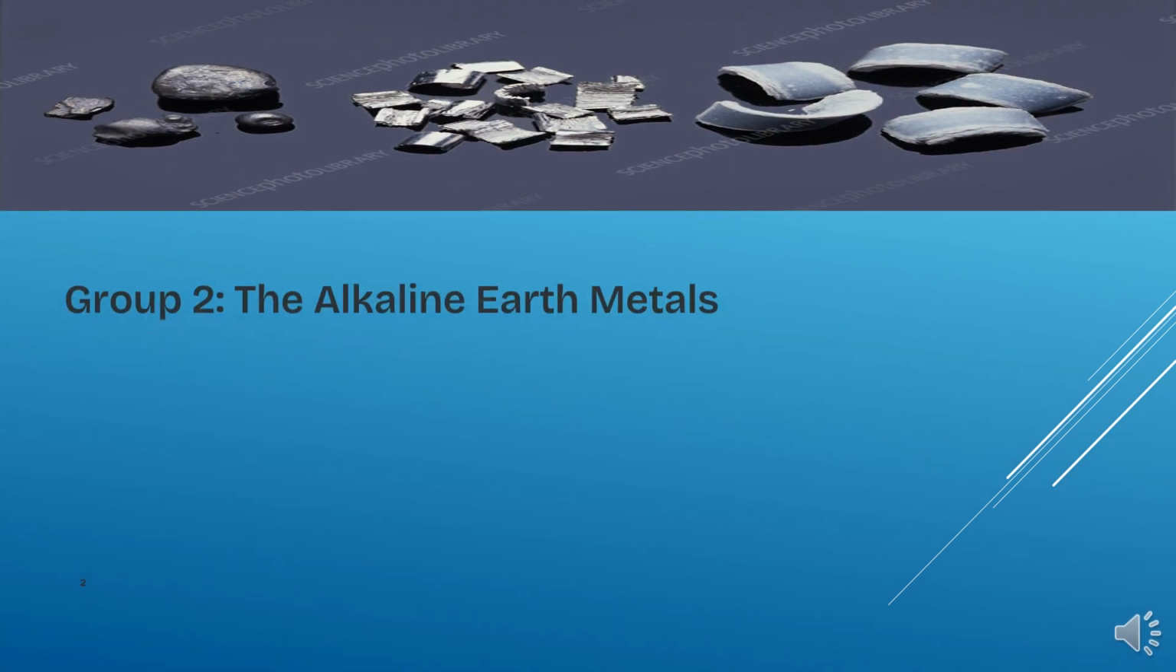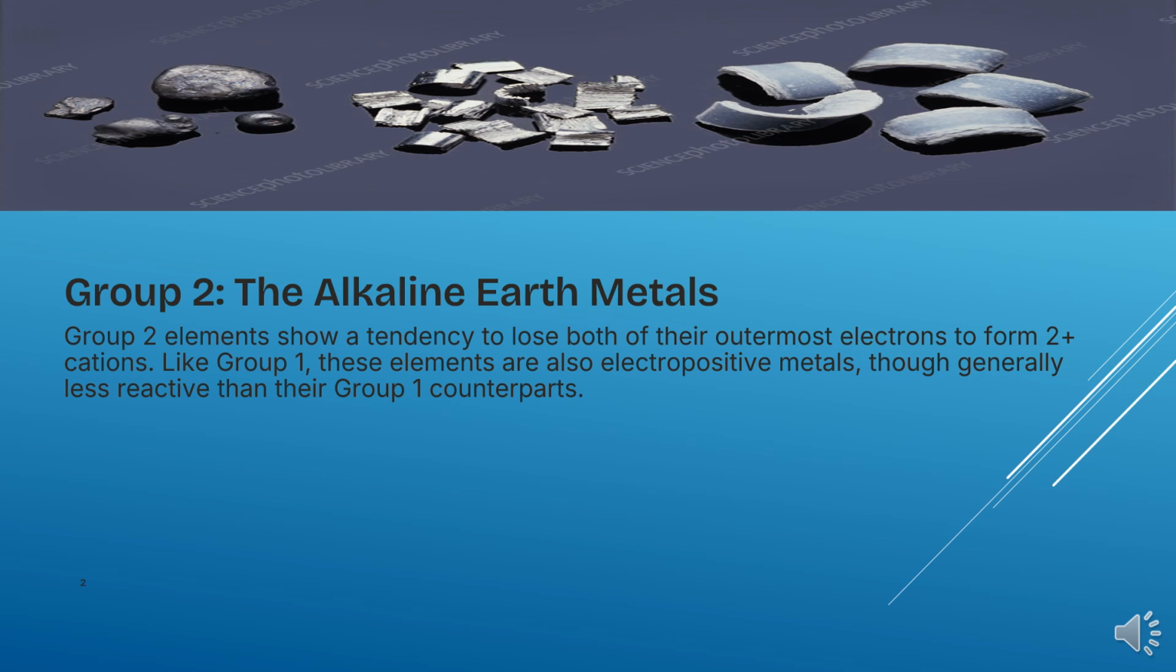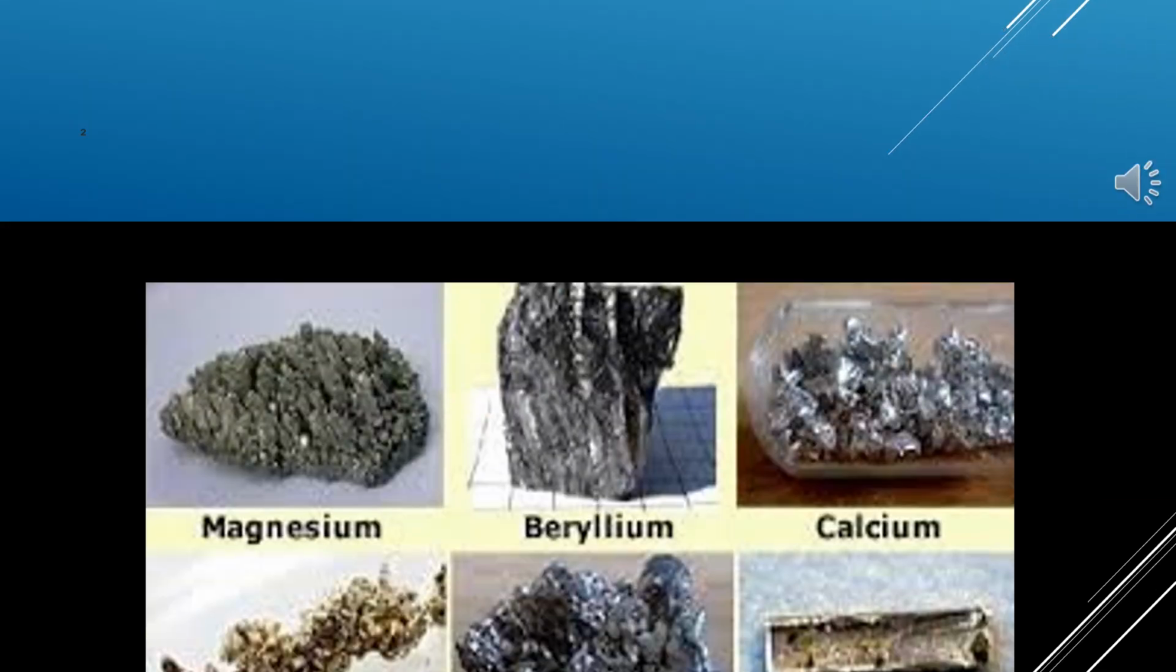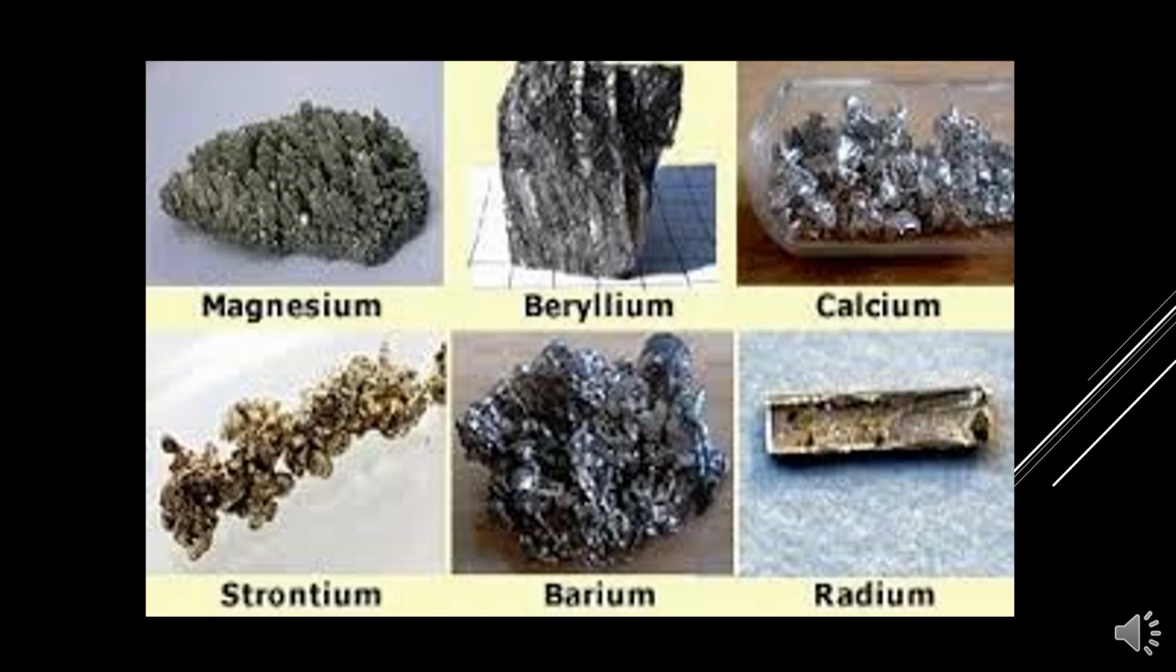Then comes group 2, the alkaline earth metals. Group 2 elements show a tendency to lose both of their outermost electrons to form two positive cations. Like group 1, these elements are also electropositive metals, though generally less reactive than their group 1 counterparts. Alkaline earth metals include magnesium, beryllium, calcium, strontium, barium and radium.